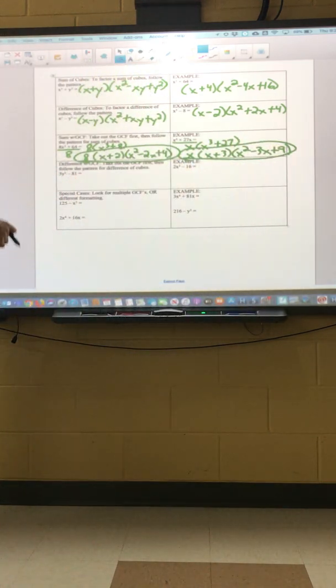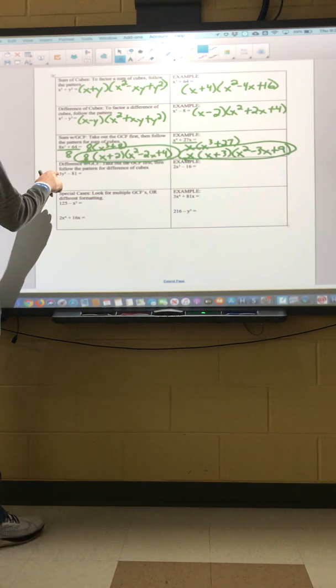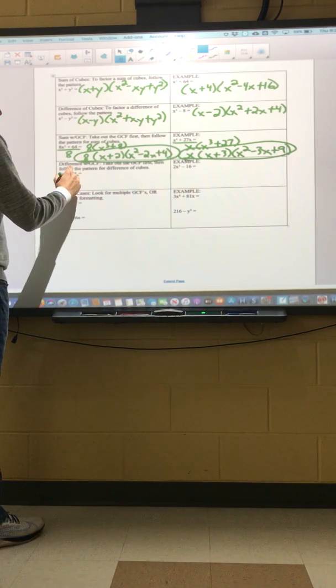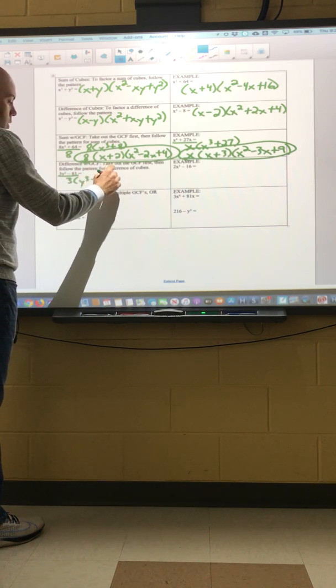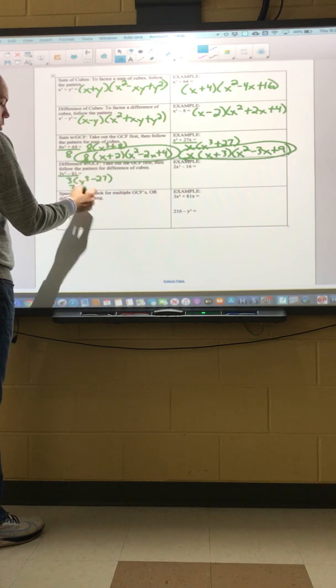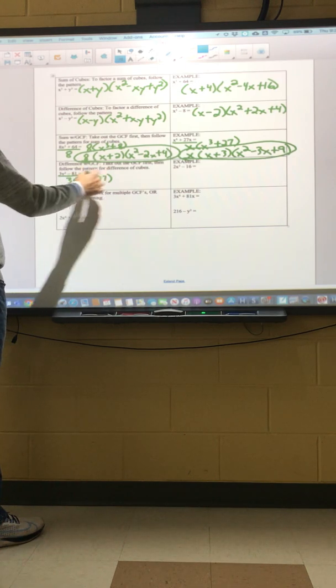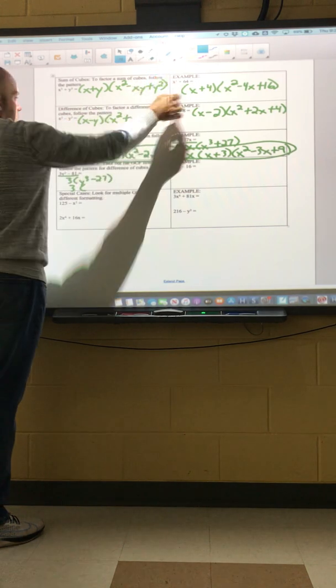And now we just have a difference, but with the GCF. So here I have 3y cubed minus 81. I divide the 3 out first. I get left with y cubed minus 27. Well, okay, I just keep the 3 staying there. And otherwise, I'm just factoring this the same way as I did up here.